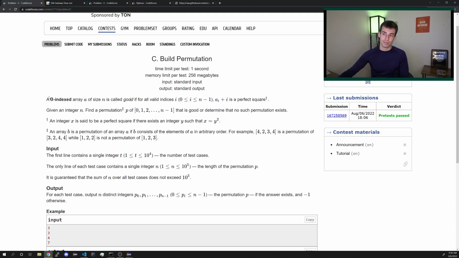So anyway, we have a 0 indexed array, and we want to make a permutation of the numbers 0 through n minus 1, so that for every position, the position plus the value at that position is equal to a perfect square. Square numbers are like 0, 1, 4, 9: 4 because it's 2 times 2, 9 because it's 3 times 3, 16 because it's 4 times 4. So we want each of these to be a square number.